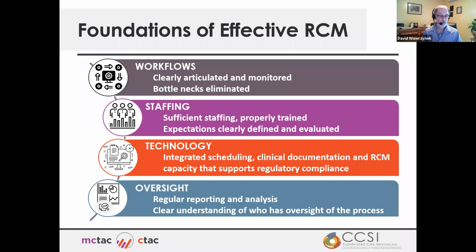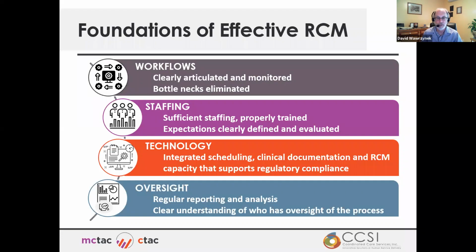So what we never do is go after hitting people over the head. Let's assume that the problem is my problem and that there's something that needs to be addressed in the process. Sometimes it is a person problem, but that's not where we go to. And the first step is we begin evaluating inefficiencies in our workflows. Technology, integrated scheduling for revenue cycle management, clinical documentation, capacity that supports regulatory compliance.